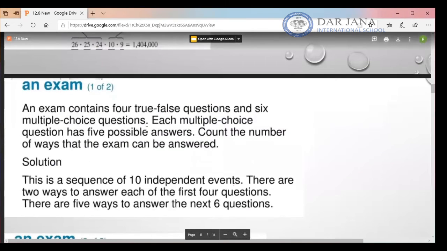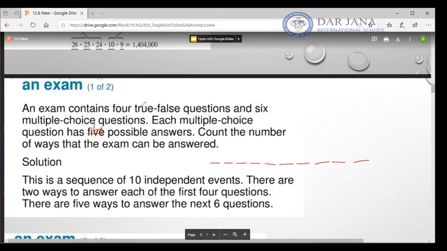An exam contains 4 true or false questions and 6 multiple choice questions. Each multiple choice is made of 5 possibilities. Let me fix this one here, and I'm going to put 4 possibilities. So 10 questions, I'm going to put 10 lines, which means 10 events.